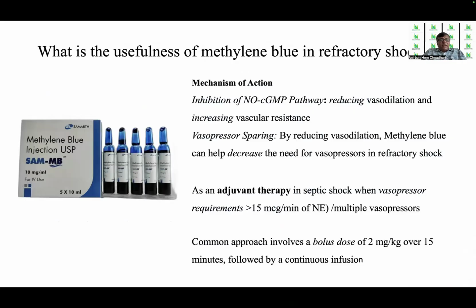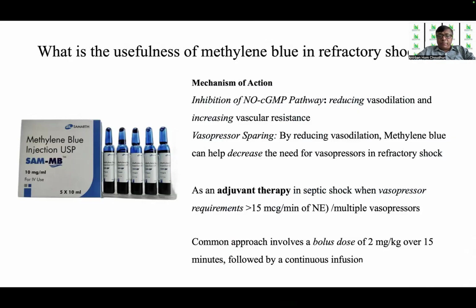We have to know the usefulness of methylene blue in refractory shock because this is a cheap drug. It shows promise in a lot of situations. The mechanism of action of methylene blue is the inhibition of the nitric oxide cyclic GMP pathway, reducing vasodilatation and increasing the vascular resistance. So it has a definite vasopressor sparing effect, and it reduces the dose of the conventional vasopressors by reducing vasodilation, and that decrease in the vasopressor requirement is beneficial long term, helps them get weaned off from the vasopressors.